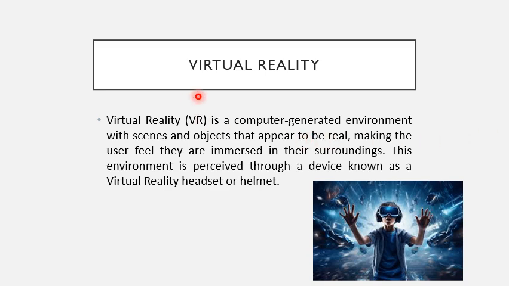Now, the next thing is virtual reality. It is the same as the simulators, but you are going to use the Oculus for this. Oculus are the glasses that give you a 3D or 4D version, or experience, of the environment as if in original. Virtual reality is a computer generated environment with scenes and objects that appears to be real, making the user feel they are immersed in their surroundings. This environment is perceived through a device known as a virtual reality headset or helmet.